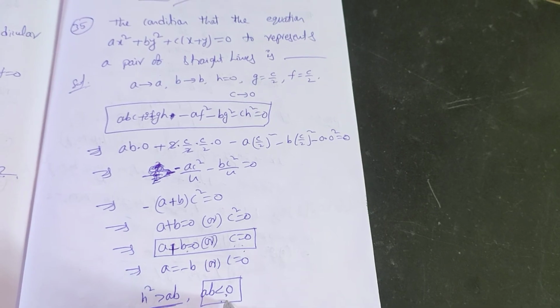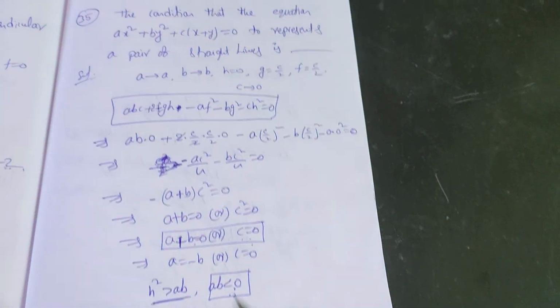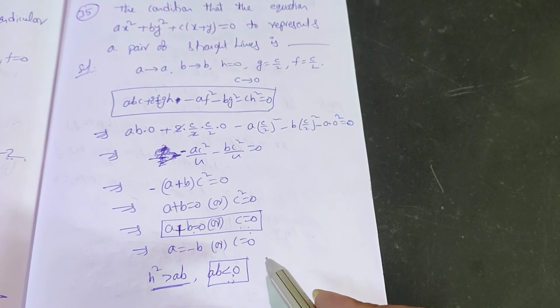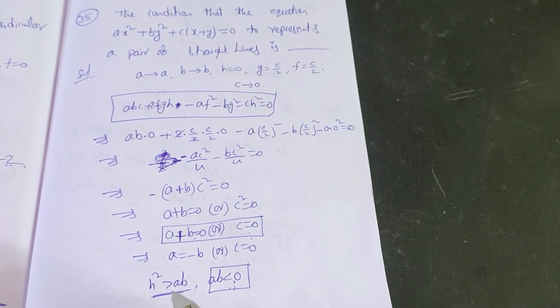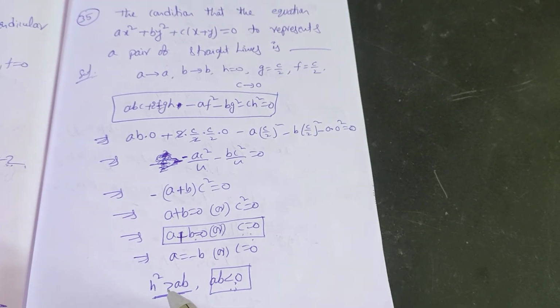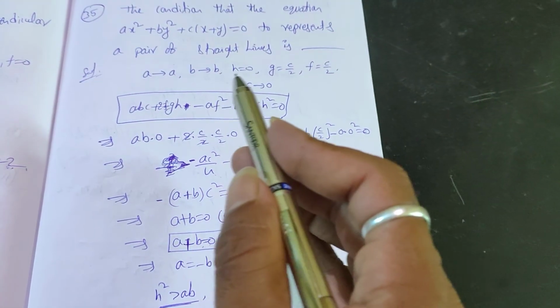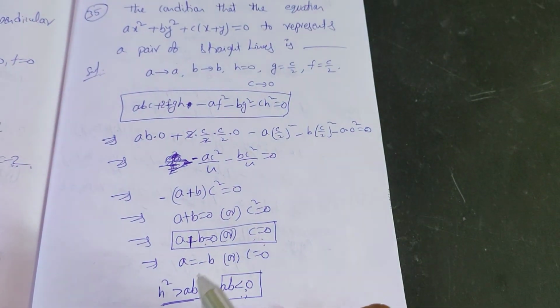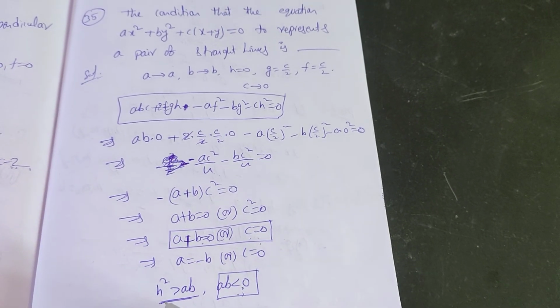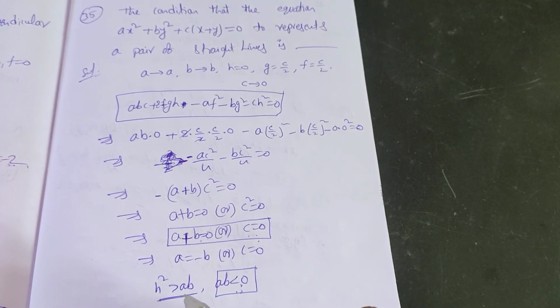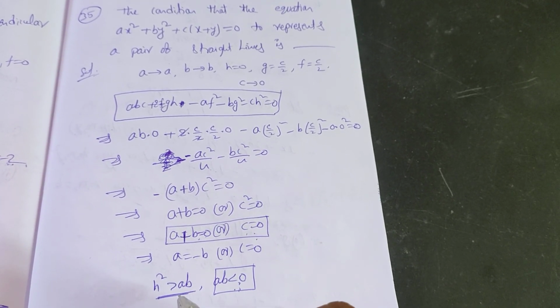So this condition they given in the 4 options in this question. So this is the option for this question. So sometimes they may ask H square is greater than AB, then you have to check for this one. So why H square is greater than AB? Here H is equal to 0, AB is negative, so 0 square is always 0, so 0 is greater than the negative number, so H square is greater than AB. This is also we can see.